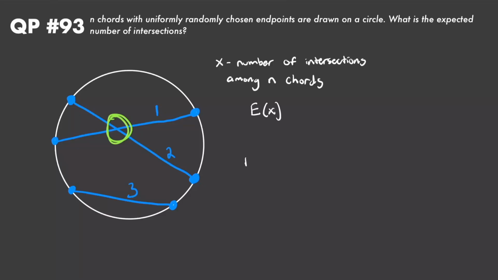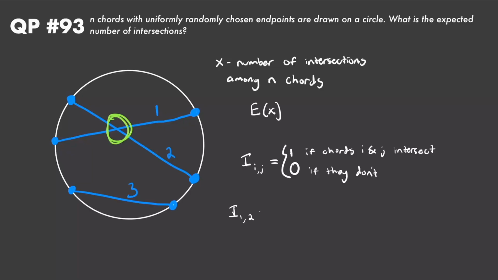So I can have all these indicators. I'm going to say I sub i,j, where these are our two chords that we're looking at, and that's going to be equal to 1 if they overlap and 0 otherwise. So in our case, I sub 1,2 would be equal to 1 because these chords overlap here, and then all of the other ones would be equal to 0. So when we express x, it's just going to be equal to the sum over all of these different indicators, I sub i,j.